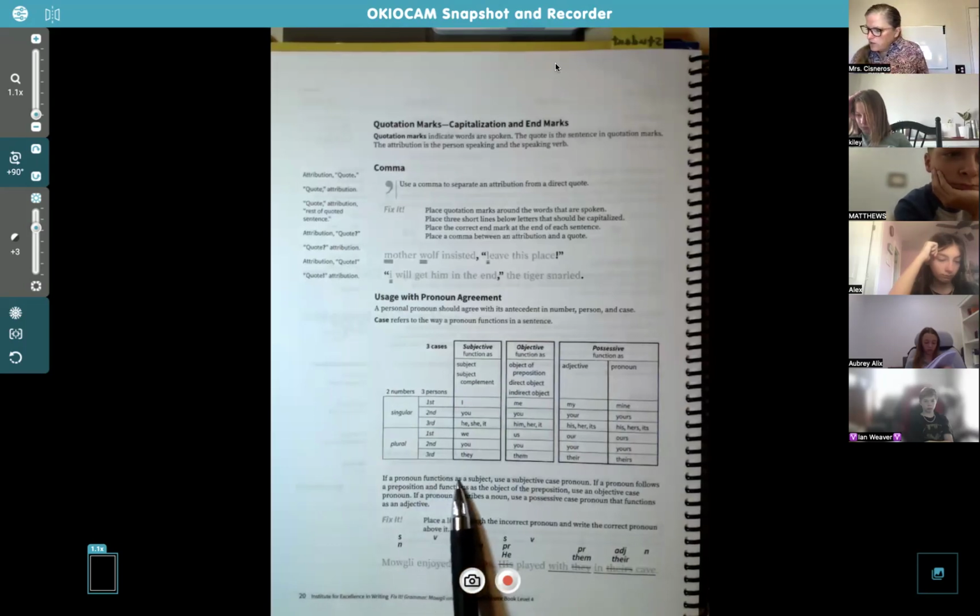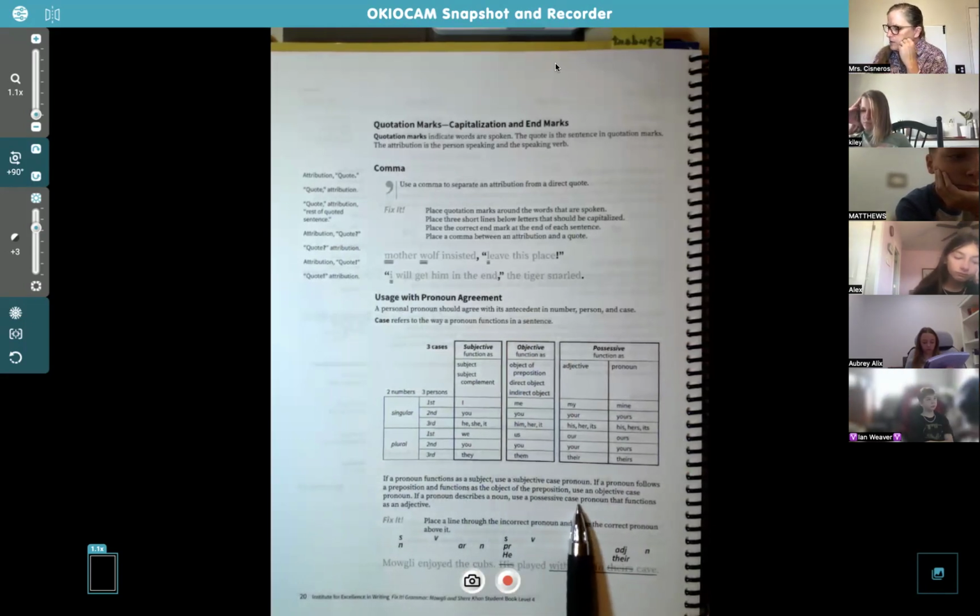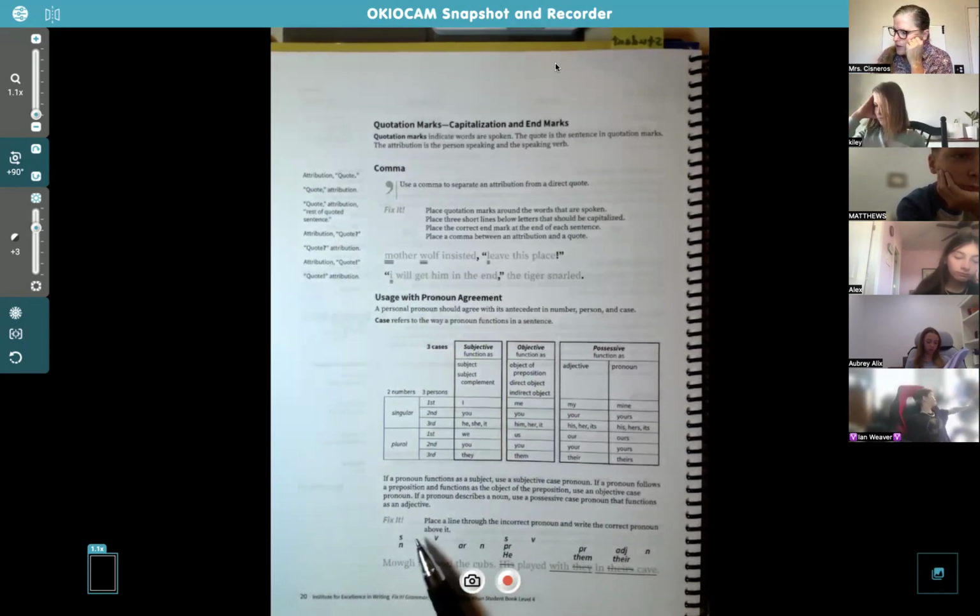If a pronoun functions as a subject, use a subjective case pronoun. If a pronoun follows a preposition and functions as the object of the preposition, use an objective case pronoun. If a pronoun describes a noun, use a possessive case pronoun that functions as an adjective. I know that's a mouthful, but you'll get it as we go along in this book.